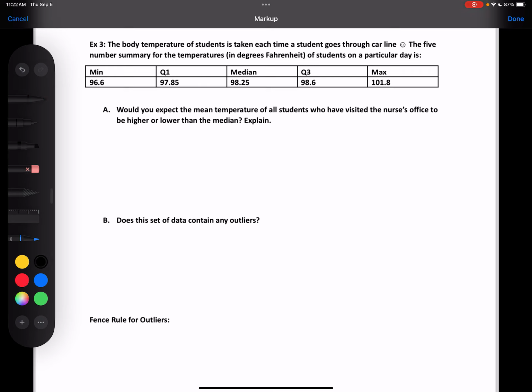I'm going to go ahead and set up over here where I'm going to draw my box plot while we wait for her. Just so that's done. It needs to go from, I would say, 96 to 102 based on the numbers that we have.